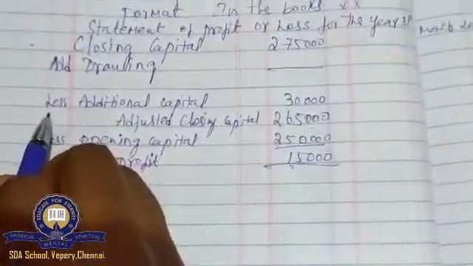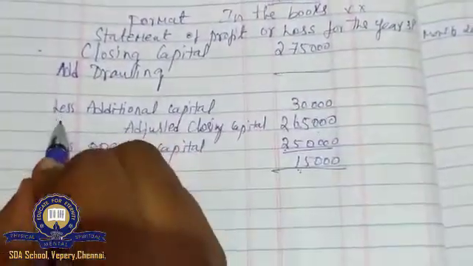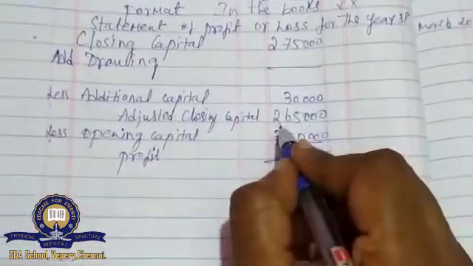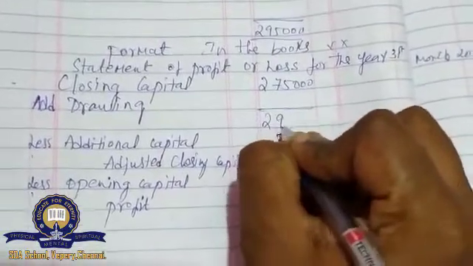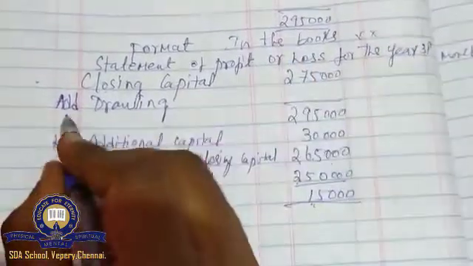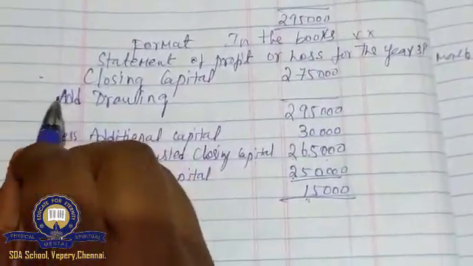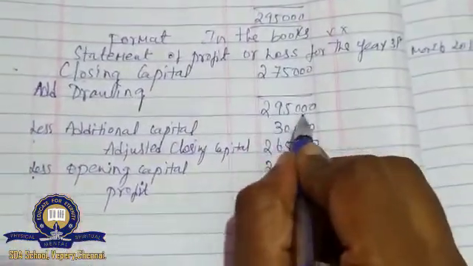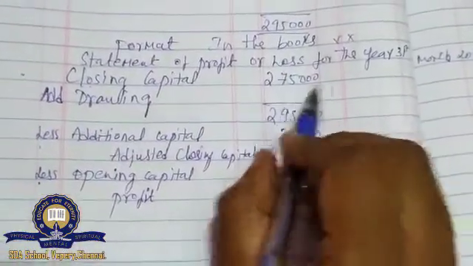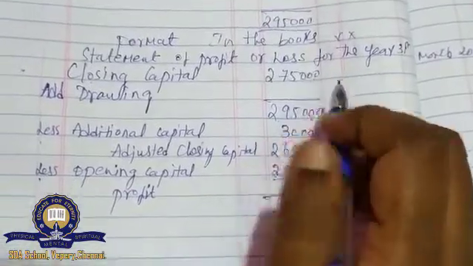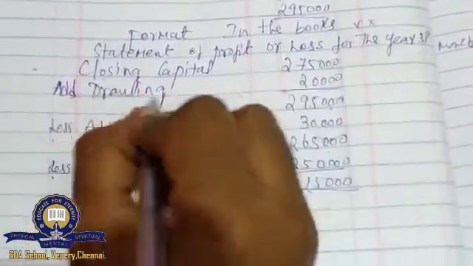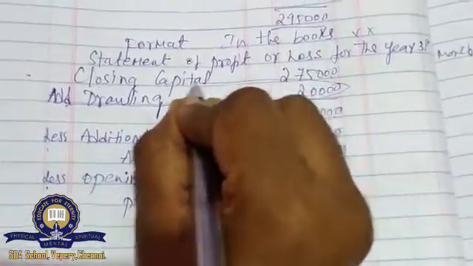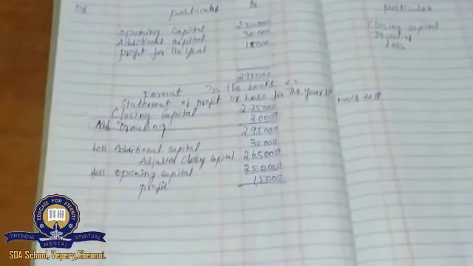After that, this is additional capital, also less, so less will be changed to add. So 2,65,000 plus 30,000 is 2,95,000. Then the add will be changed to minus. So 2,95,000 minus 2,75,000, then you will get 20,000. So this is the drawing amount. Like this we have to find out the drawing.